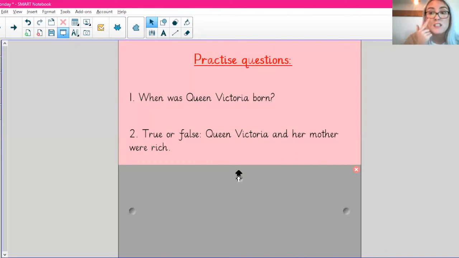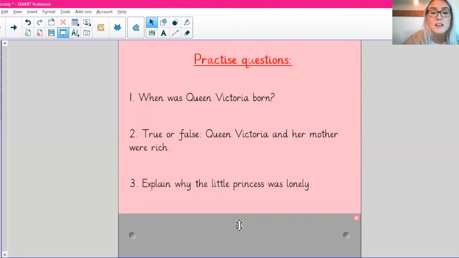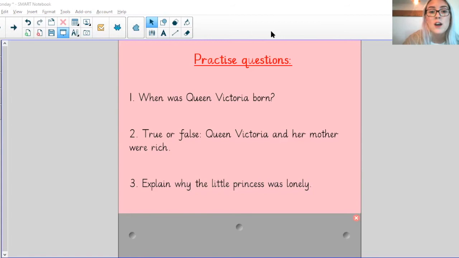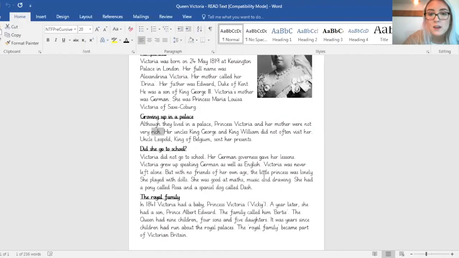So now we're going to go on to our last practice question, which is, explain why the little princess was lonely. And for this question, it says explain. So that means we don't just write one word, we have to explain our answer and explain why the little princess was lonely. So maybe using the word because and finding some evidence from the text. So if we go back to our text, we're looking for why the little princess was lonely. A good word that we could be skimming and scanning for would be the word lonely.